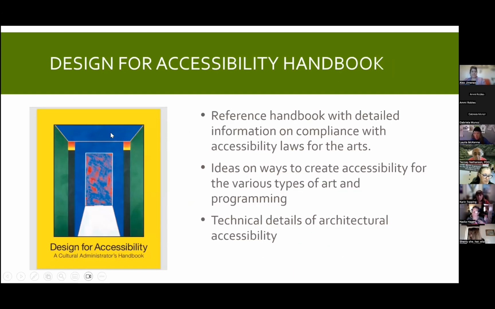And the last thing is the Design for Accessibility Handbook. This is a reference handbook with detailed information on compliance with accessibility laws for the arts. It has ideas on ways to create accessibility for the various types of art and programming. It has technical details of architectural accessibility. And this is a really great resource to keep on hand when considering how your organization can become accessible. It has robust resources after each section and lots of ideas. So I highly recommend looking through it on your own. We won't be looking through it today.